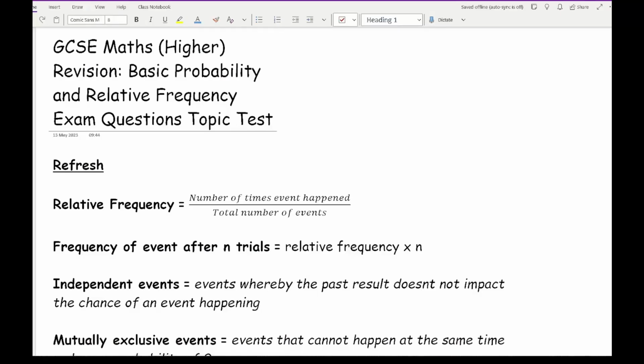Now before we get started working through some questions on basic probability and relative frequency, let's just have a quick refresh on some of the key aspects. And this will be good if you're someone who likes to make notes, and I certainly would include these in your notes when revising.